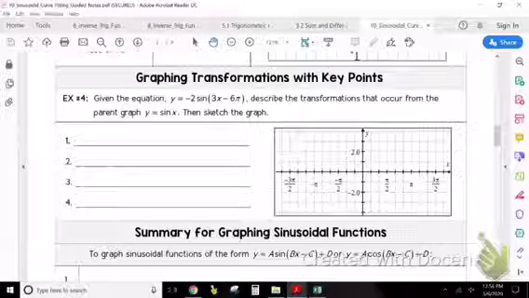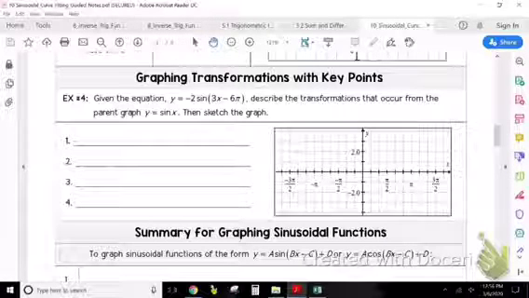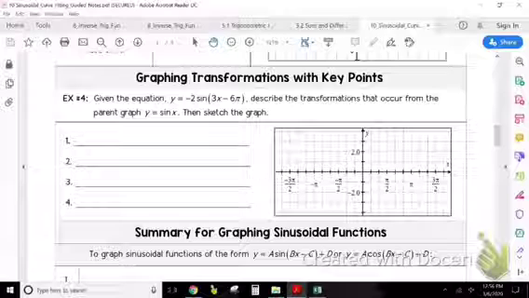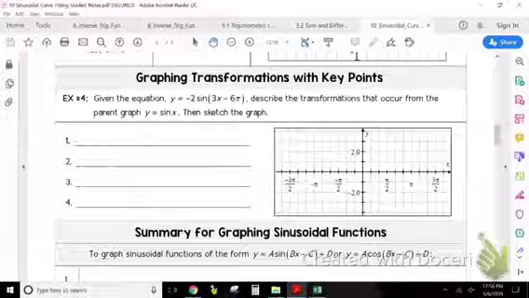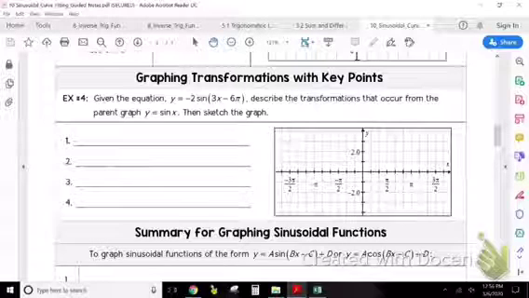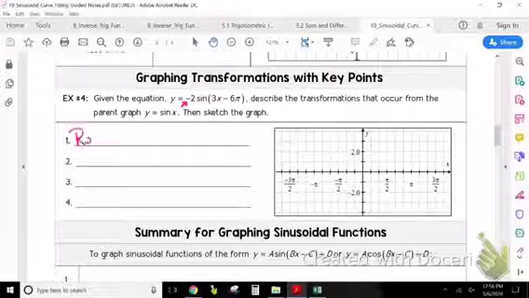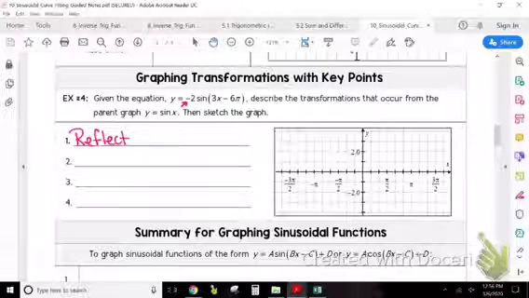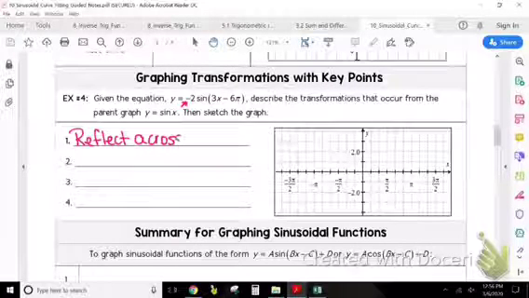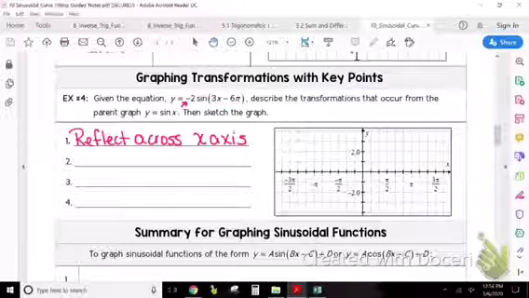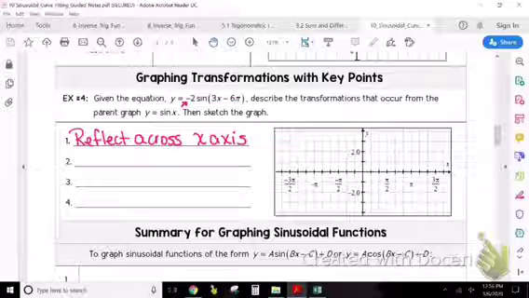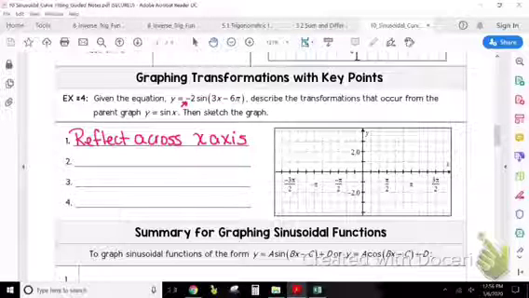All right, so example 4 says, given the equation y equals negative 2 sine of 3x minus 6 pi, describe the transformations that occur from the parent graph y equals sine of x, and then sketch the graph. So let's go through that equation. What is that negative at the front going to do? It's going to reflect across the x-axis. It affects the y, so in order for the y to change signs, it has to go up or down, which means we cross the x-axis.